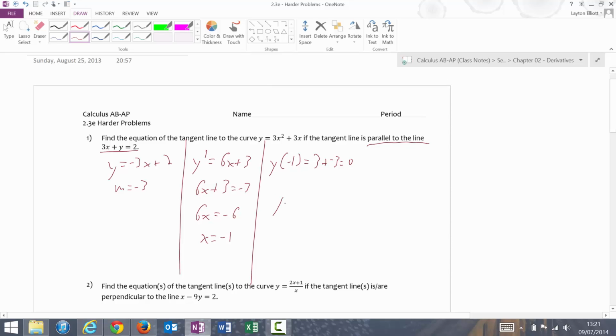So just put it in point slope form. y minus y1, which is 0, is equal to -3 times x minus -1. And I get y is equal to -3x minus 3.